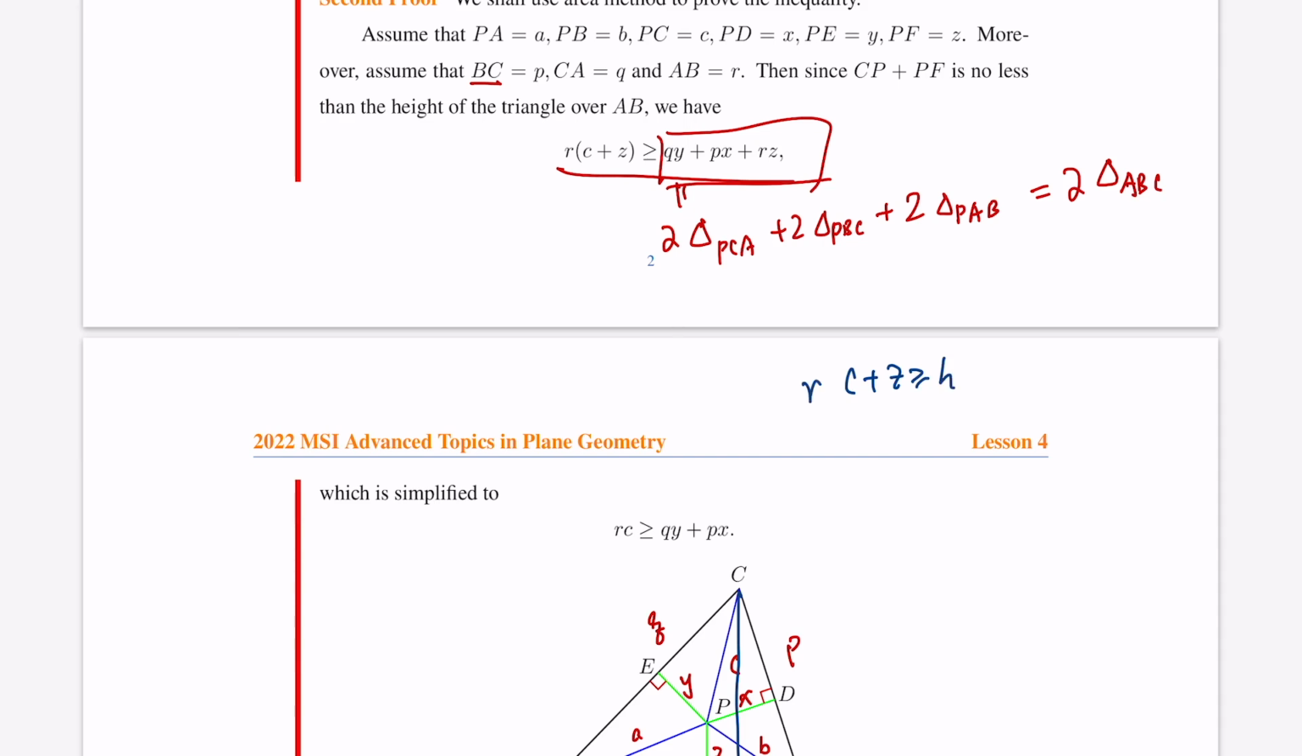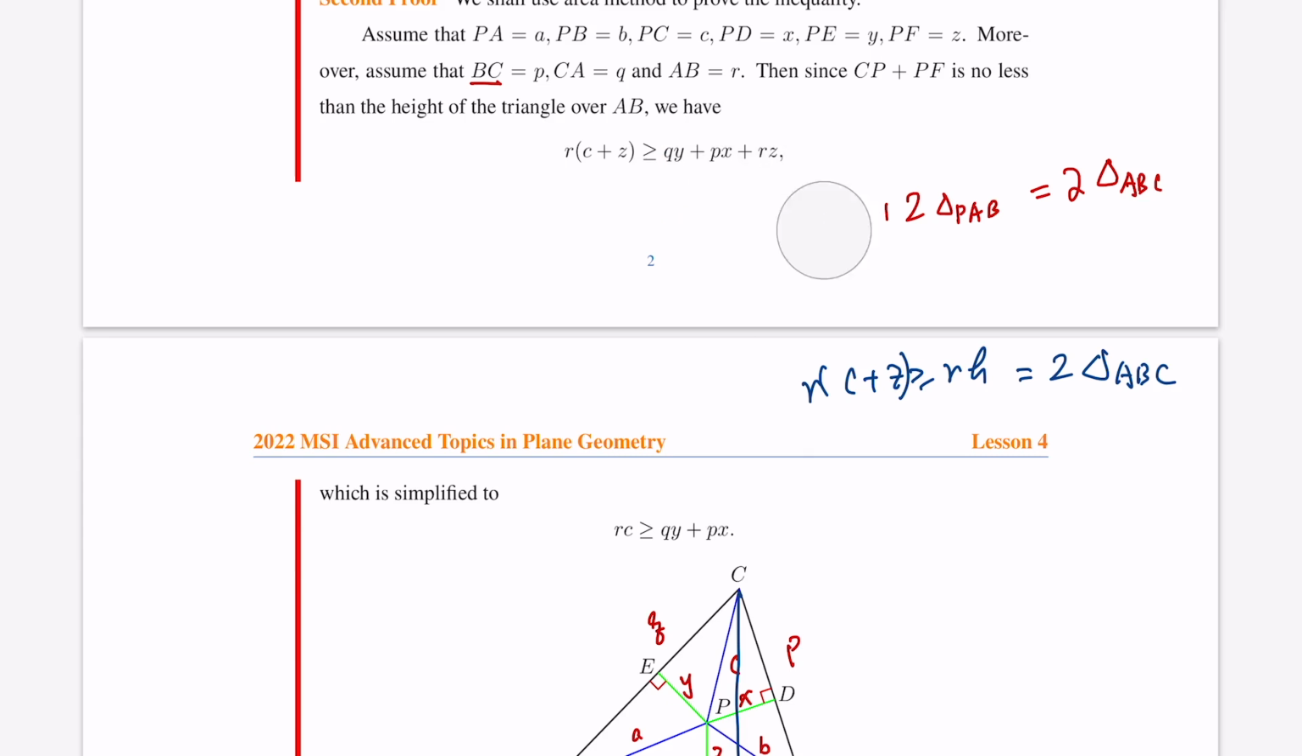Therefore, R times C plus Z would be bigger than or equal to R times H. But what is R times H? That's also 2 times the area of triangle ABC. So we set up a very nice inequality, which by the area consideration is equal to that.